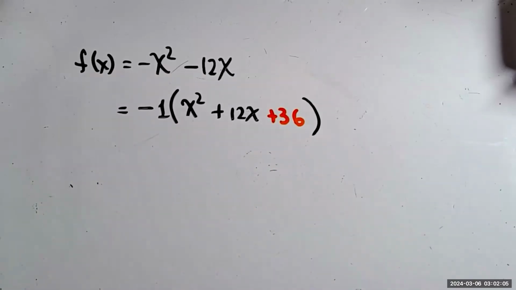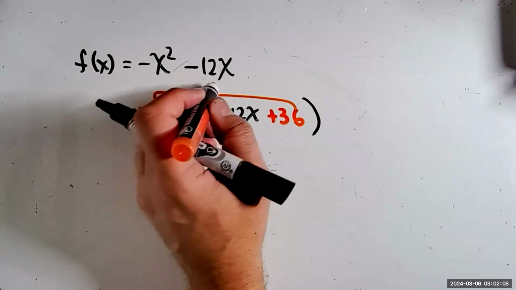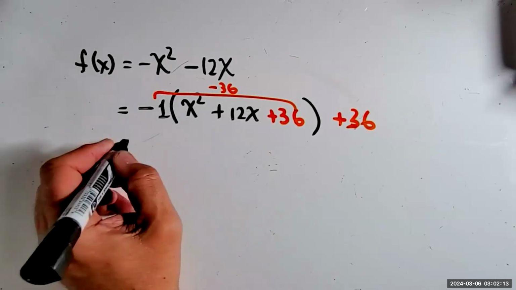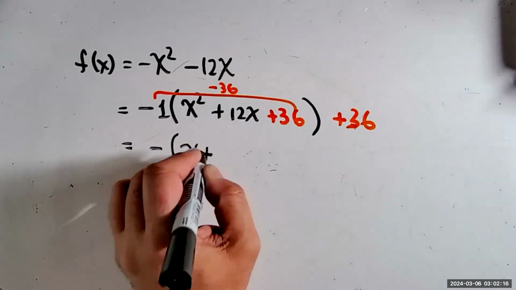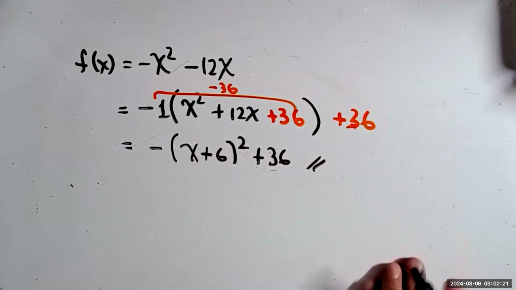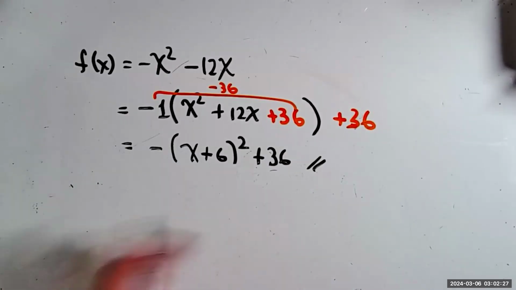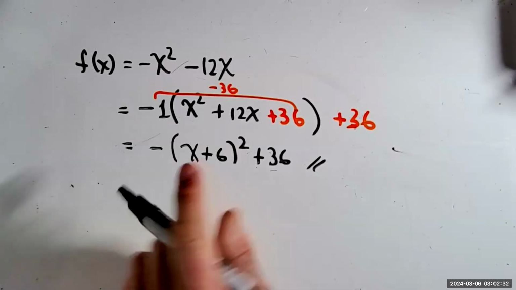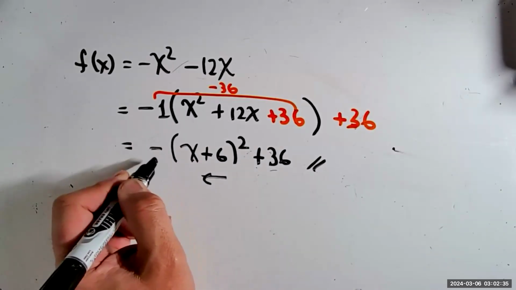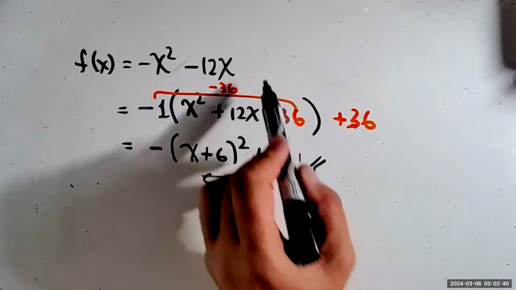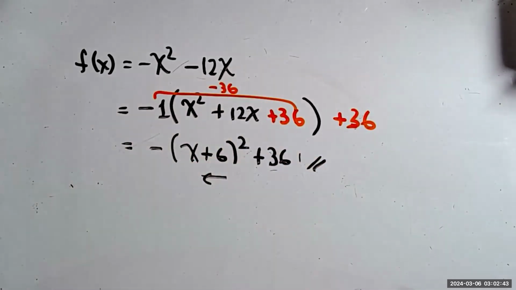But the 36 is being multiplied by -1. So we're actually taking away 36. So I better put it back. So we have the opposite of (x + 6)^2 plus 36. We're done. Big numbers. This one goes left, flips, reflected, and up 36. Oof. And the y-intercept is, of course, 0.